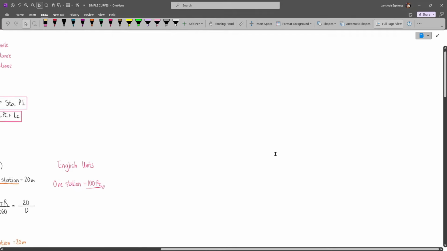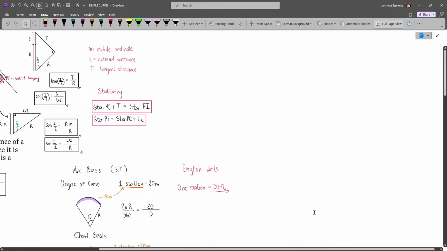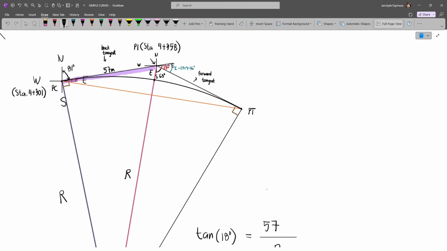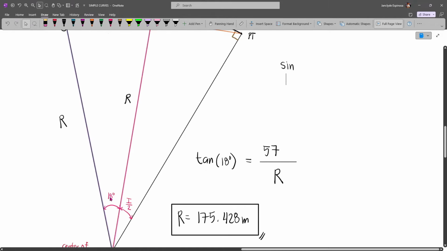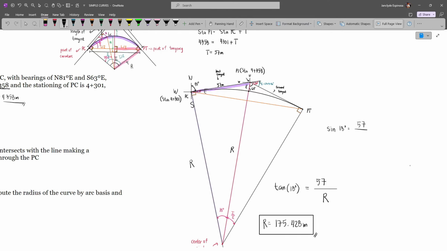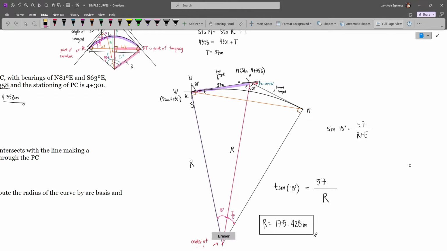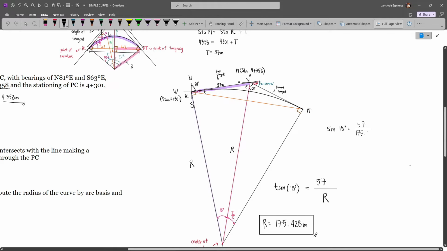And so para maiba naman dito, kasi diba we used the cosine function, we can actually use sine. And so here, if we use sine, our angle is still 18 degrees. And then our opposite side is 57, while our hypotenuse is R plus E. However, we know that R is 175.428. So we'll just change this one. This is 175.428 plus E.